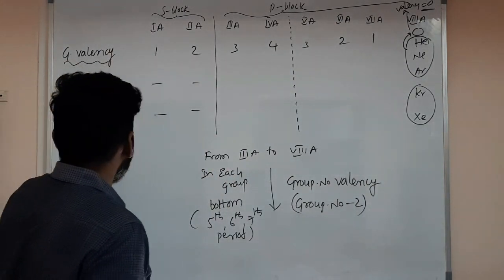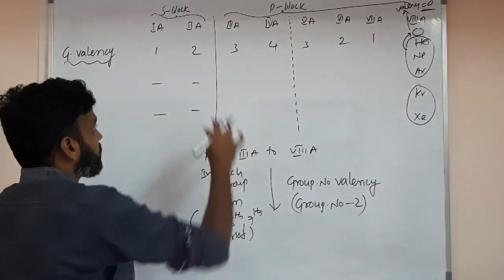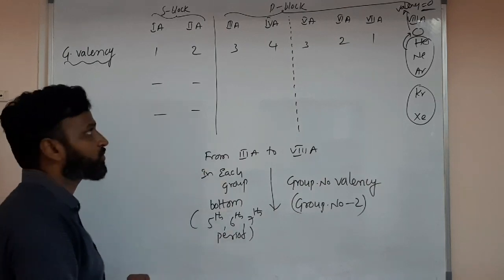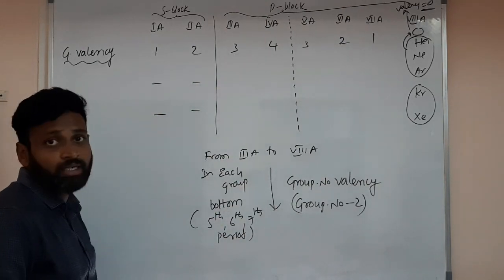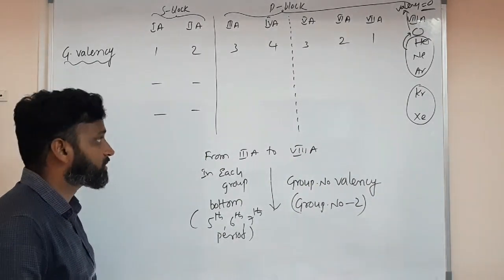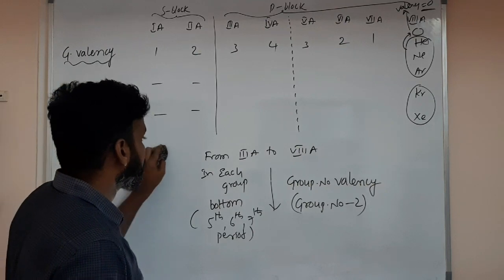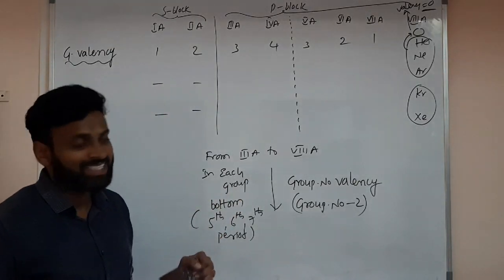For 1A and 2A, there are no other valencies. 1A group elements valency is always 1. 2A group elements valency is always 2. But from 3A, 4A, 5A, 6A, 7A like that, different valencies are possible. What are the different valencies? Let's see how they are exhibited.